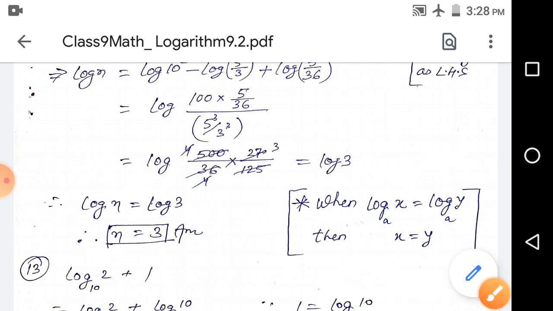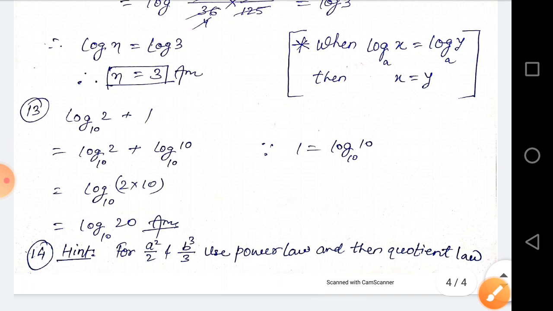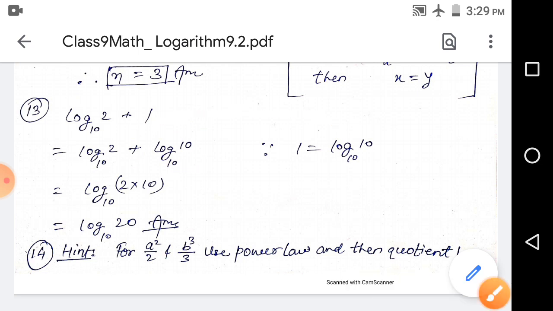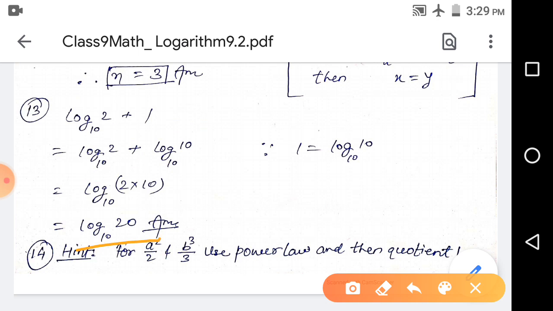Now see the solution of number 13. Here we have to find log base 10 of 2 plus 1. For the 1 we can write log base 10 of 10. The base 10 is the same, so we can use the product law for those two terms, because plus is present here. So 2 into 10 becomes 20, and log base 10 of 20 is the answer.